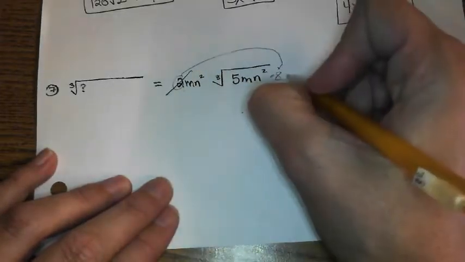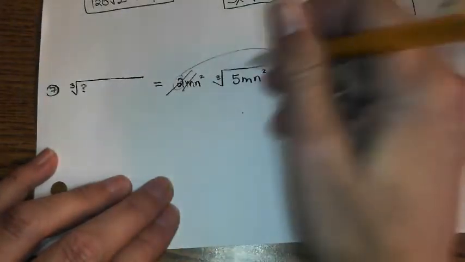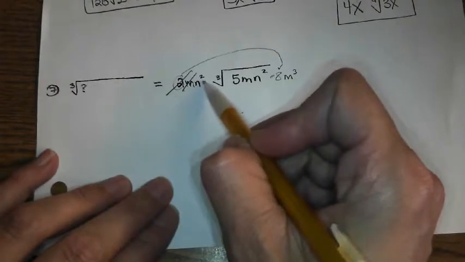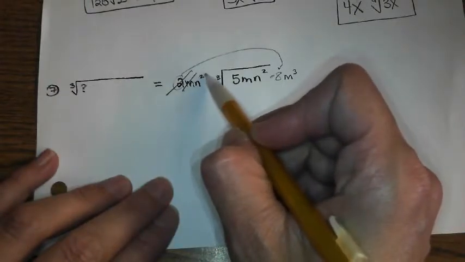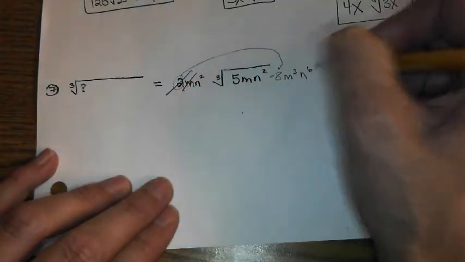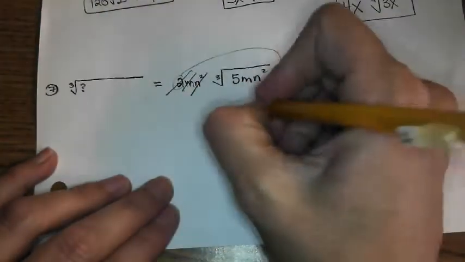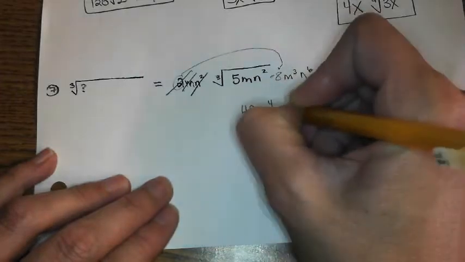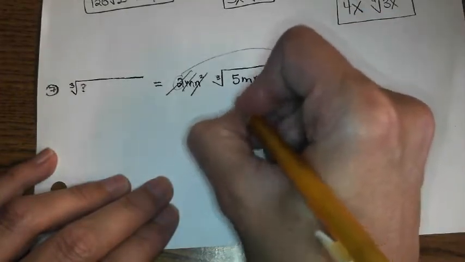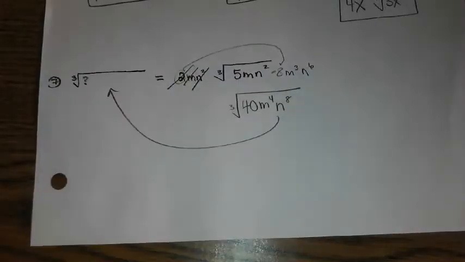Well, no, m cubed. And then what would the n have had to have been for us to take out an n squared? N to the 6th. And then when you simplify all that, you get 40 m to the 4th n to the 8th. And that's what we were looking for. So thinking through that backwards. Good? Okay.